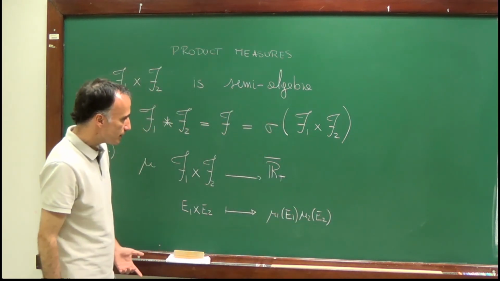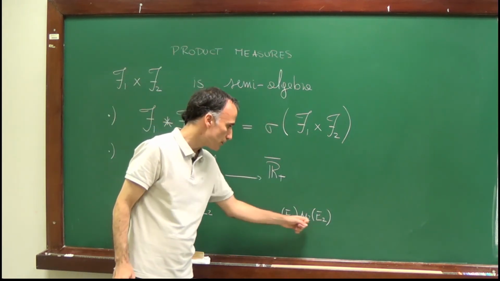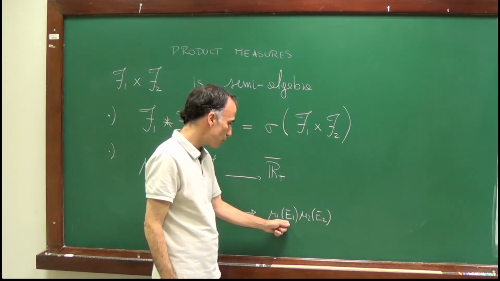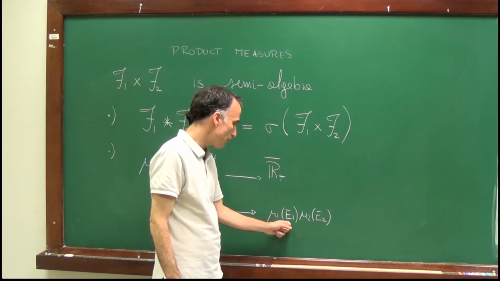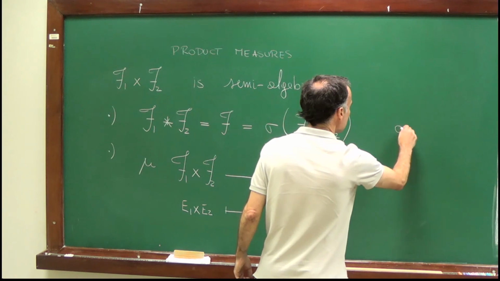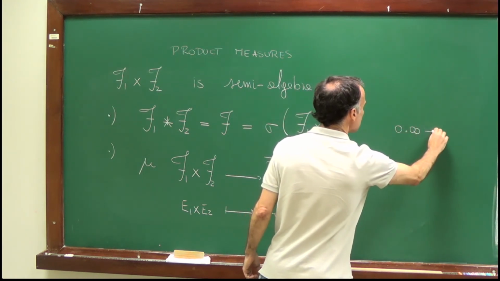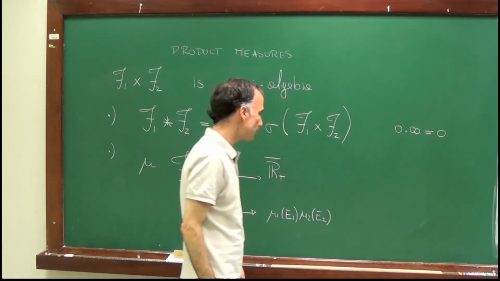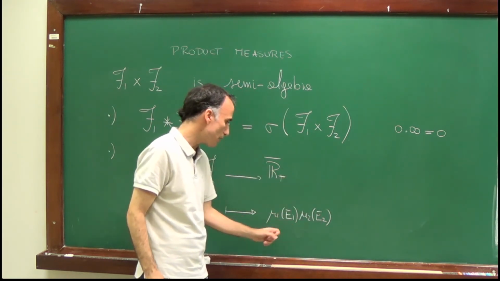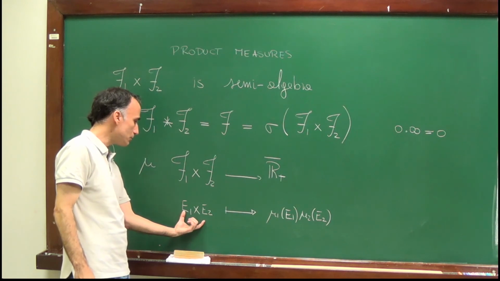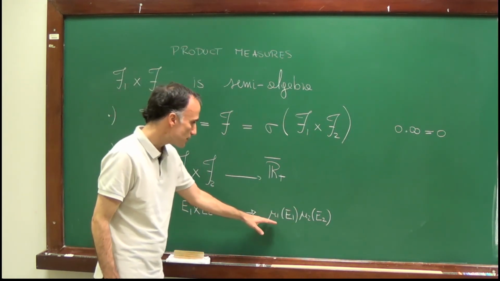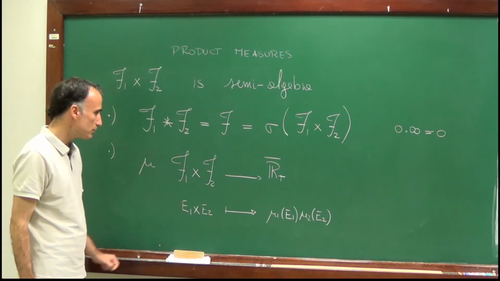Right? Again, these are non-negative numbers, so it's well defined, provided we have a convention for what 0 times infinity is, and again we are using that 0 times infinity is equal to 0. So if mu2 of E2 is equal to plus infinity and mu1 of E1 is equal to 0, we are setting mu of E1 times E2 as 0.